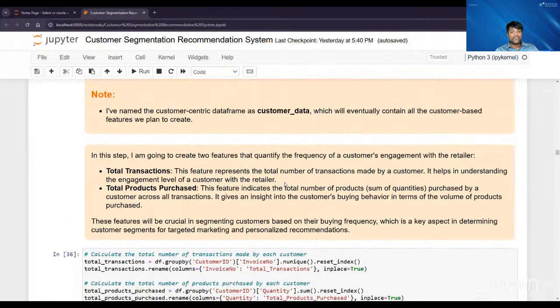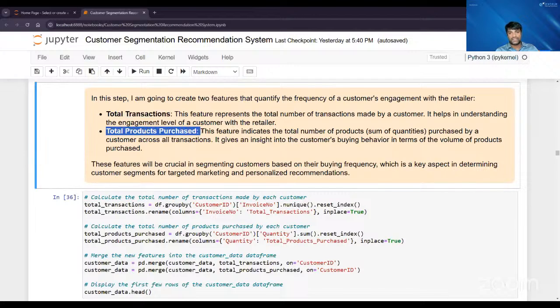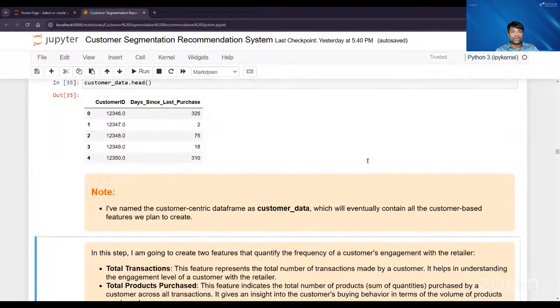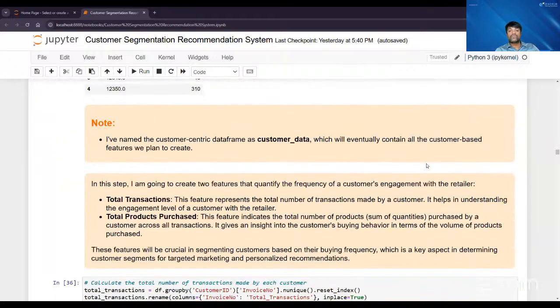The next thing we are going to do is use two things now: one is the total transactions and the other is the total products purchased. What we have done so far is convert the person's record, based on customer ID, into how much time that customer has taken since the last purchase, whether it is 2 days, 5 days, 10 days or 100 days and so on.